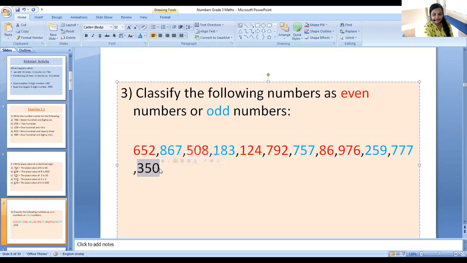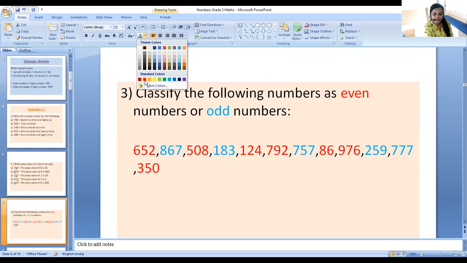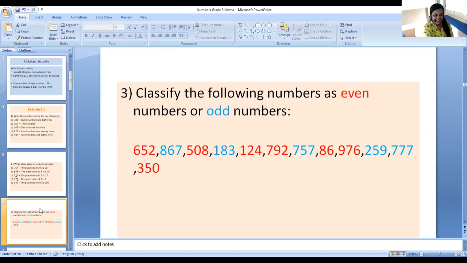350. 0 is in the units place. This turns out to be even. Yes. Okay.